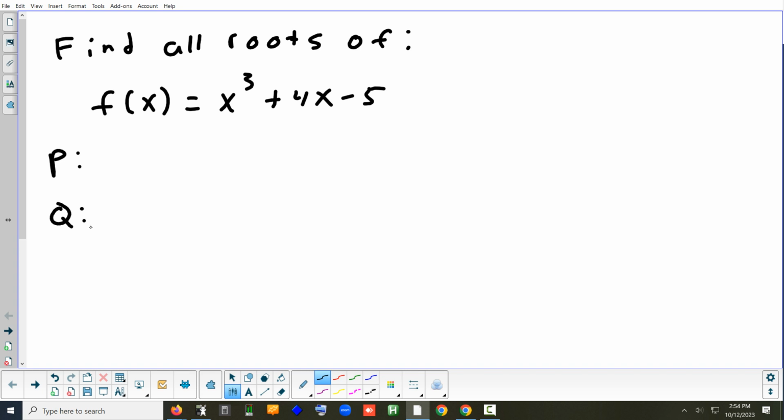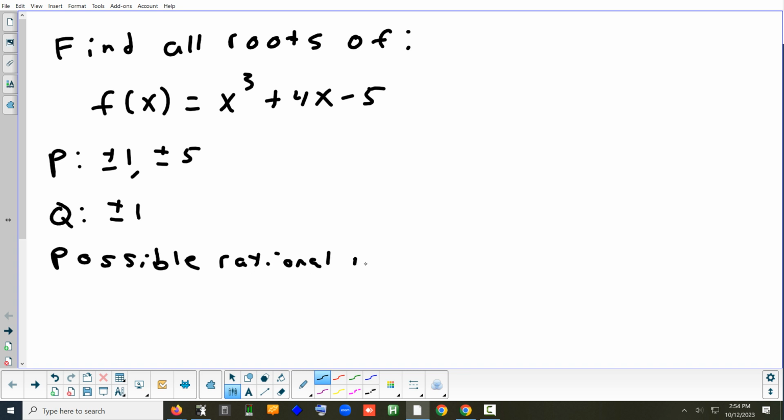And what are the factors of p, which is the constant? Plus 1, minus 1, and plus 5, minus 5. Okay, so plus or minus 1 and 5, that's all you got. And then what are the factors of the leading coefficient? Plus or minus 1. Just plus or minus 1. So now we're going to put them together to make a list of possible rational roots.